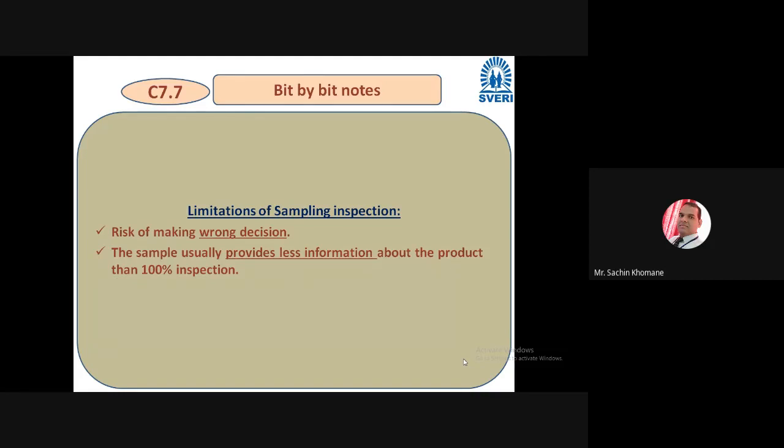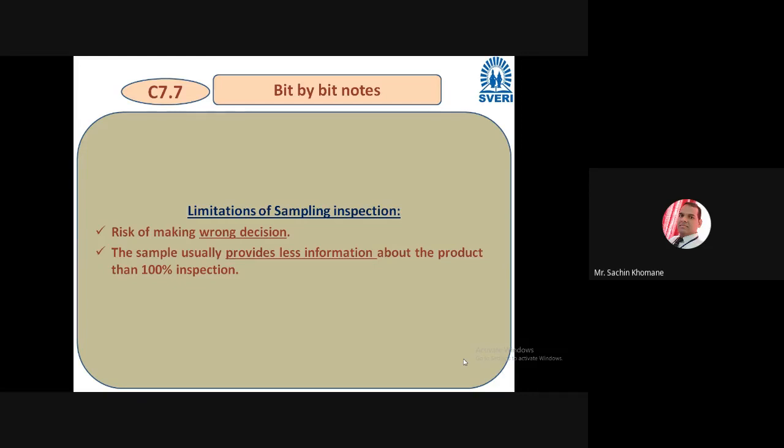It's a small limitation. Then the sample usually provides less information about the product than 100% inspection. Definitely, you will not get 100% information because you are not doing 100% inspection. You are doing sample inspection only, a few components. How can you expect 100% information? So definitely there is less information available with the help of sampling inspection compared to 100% inspection.